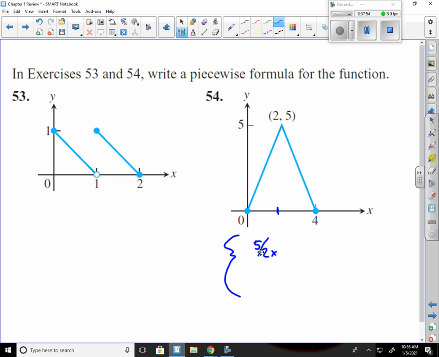Positive slope, so it remains a positive. And that's between the numbers 0 and 2. When we look at the numbers between this one and this one, going from 2 to 4, this is now a negative slope. It goes over 2 and down 5. So it's going to be negative 5 halves x when x is between 2 and 4.